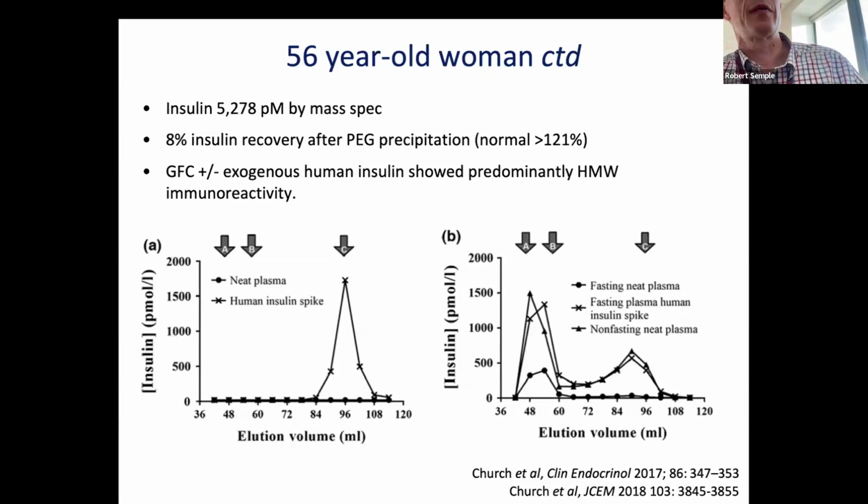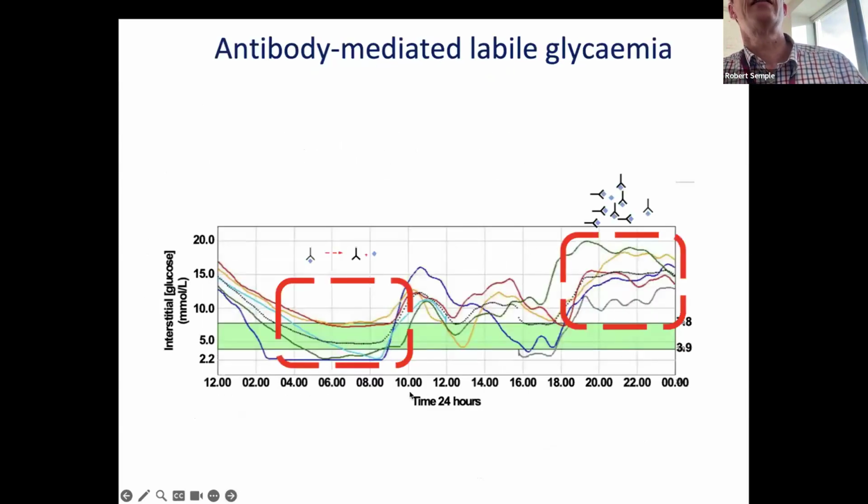And David developed a nice workflow with gel filtration to prove that in cases such as this, A, the immunoassay result was spurious because of antibodies, and B, you could actually measure a very large amount of high molecular weight insulin on gel filtration to prove the concept. And this is an example of a classical profile.